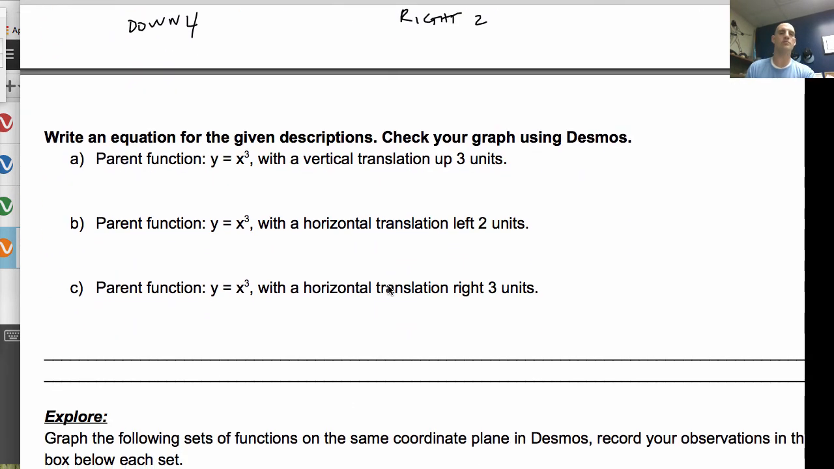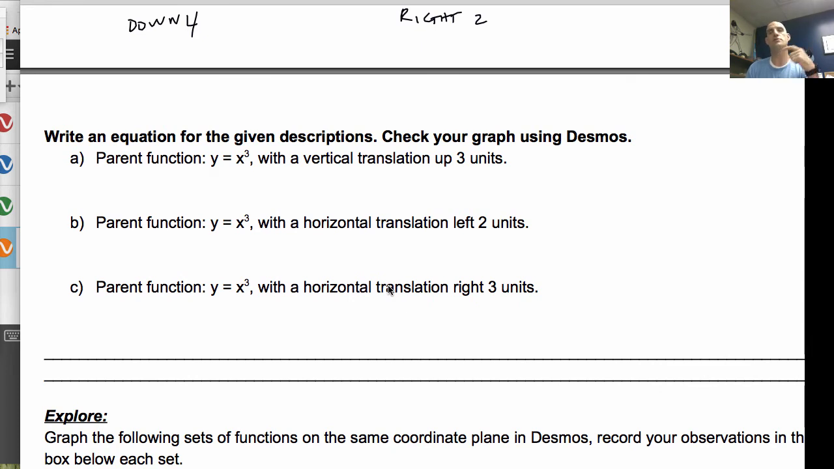So what we're going to do now is write 3 functions using given translations. The first one: the parent function is y equals x cubed, and I want a vertical translation up 3 units. So I have to think, is that inside parentheses or outside parentheses? Is it opposite or not? Well, if I'm going up 3 units, this is plus 3 outside. So my function is y equals x cubed plus 3. That moves it up 3 units.